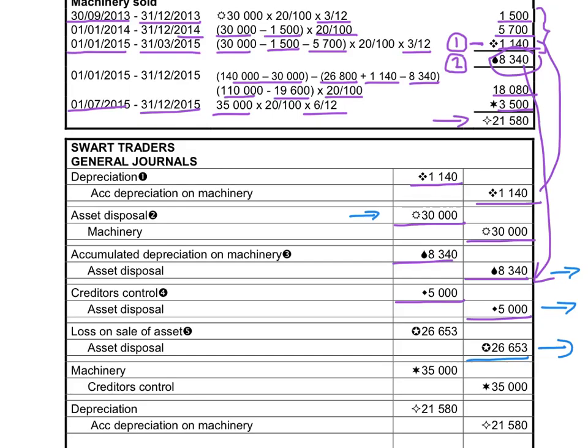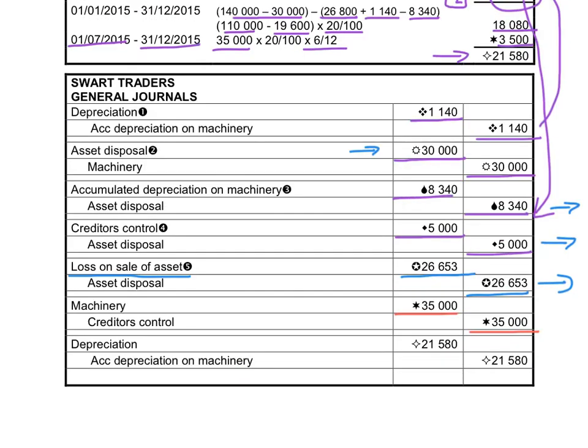Loss on sale of asset is an expense. Expenses always increase on the debit side. We bought new machinery for 35,000 Rand, so the machinery asset was increased and creditors' control is credited because we owe this money.